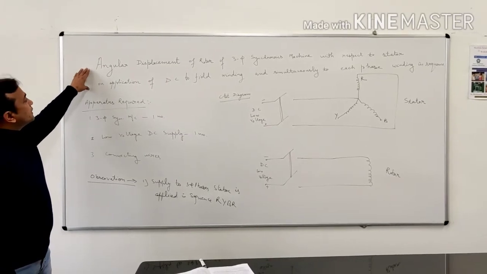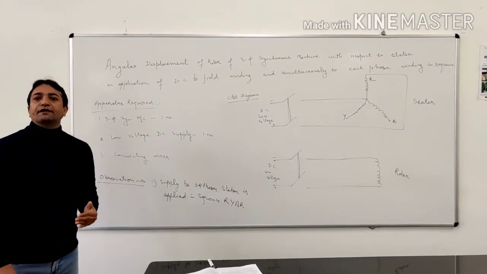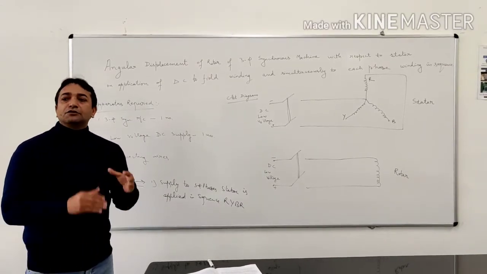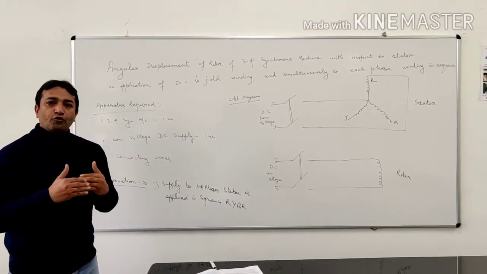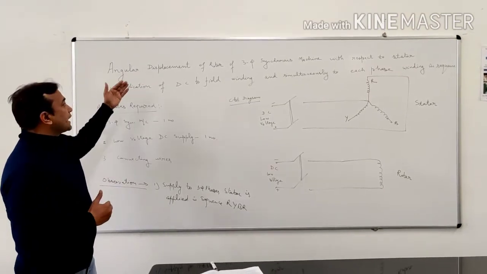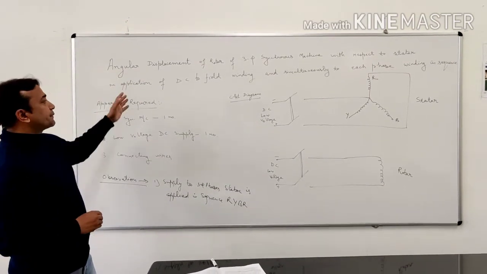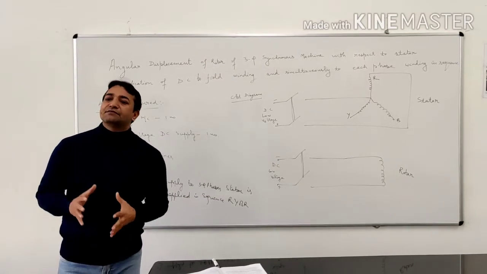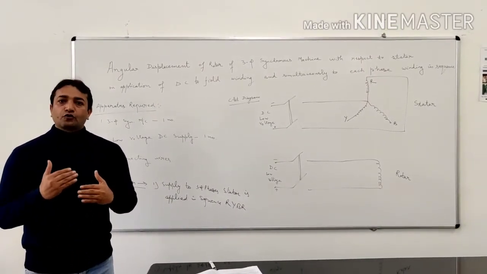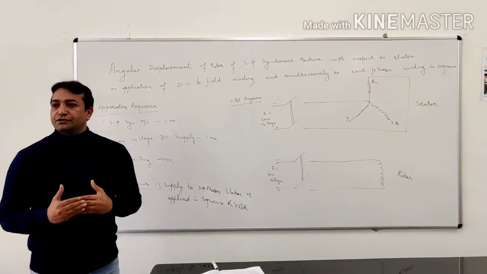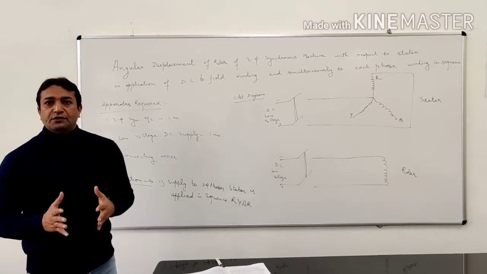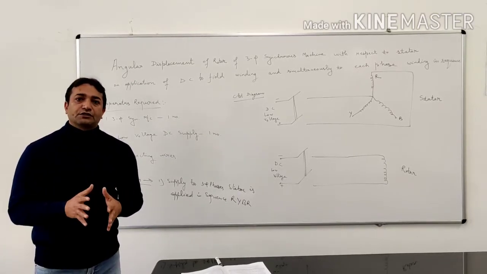So we must be aware of what angular displacement is. Angular displacement means an angle through which an object rotates in a circle. That is angular displacement. And before performing this practical, we must be aware of the production of torque. How is torque produced? Torque is produced due to alignment of the two fields. So we must be aware of this.